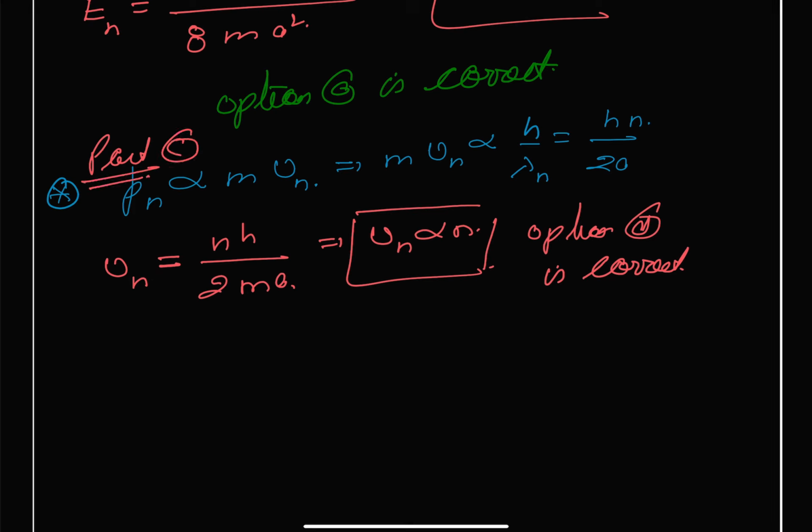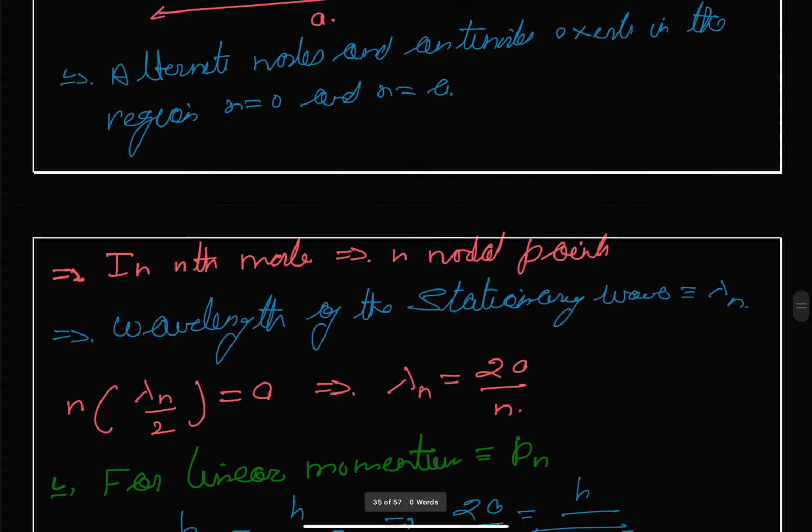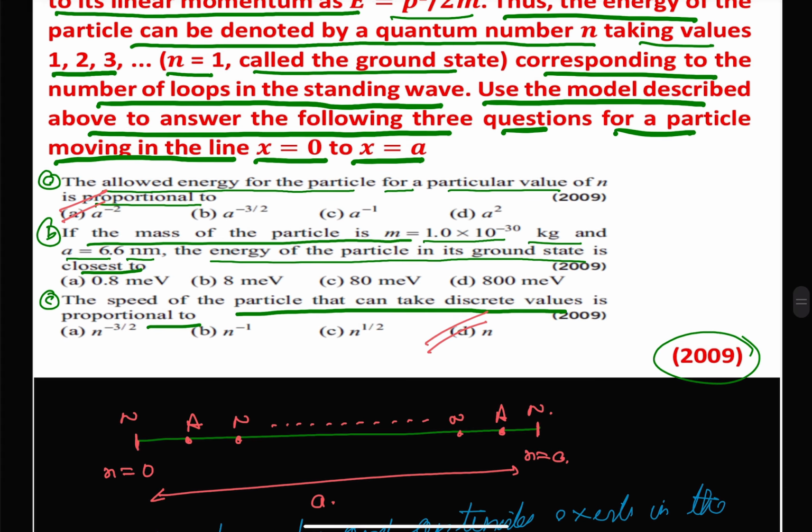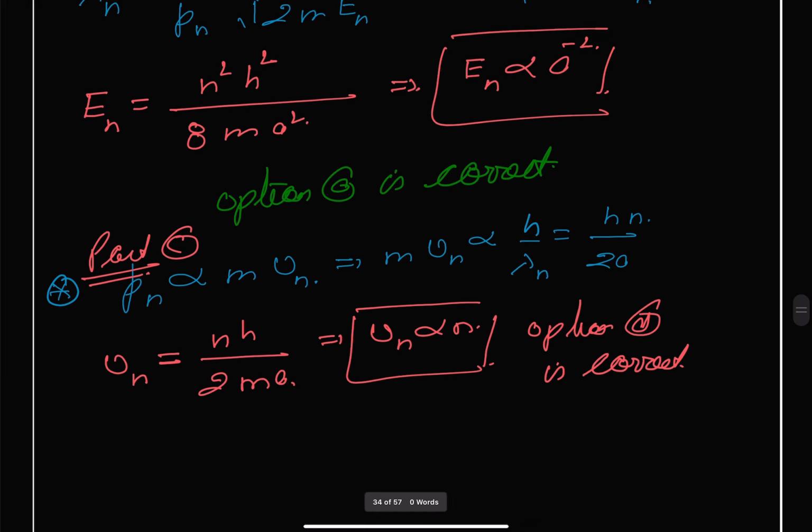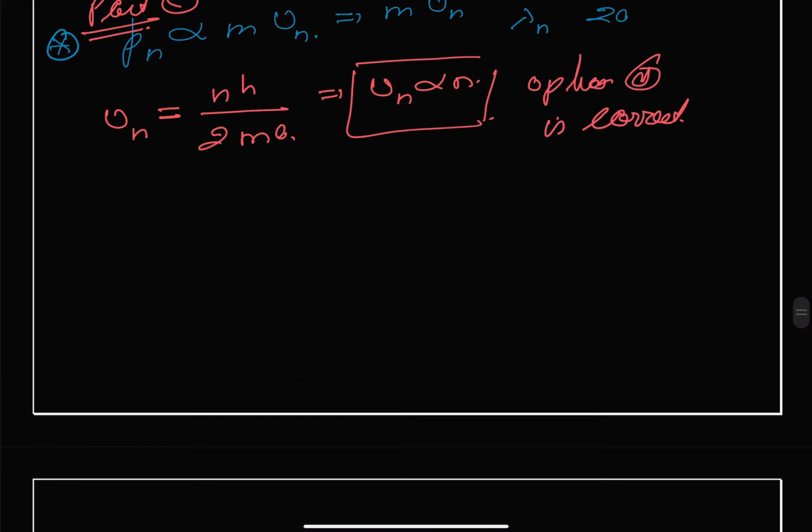And we have to find out the energy in the ground state. That is our part B.